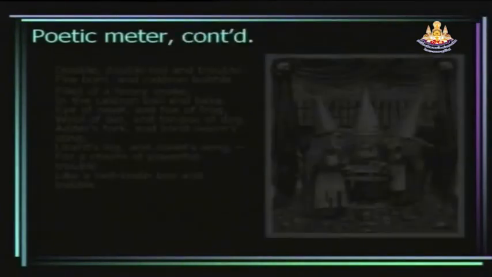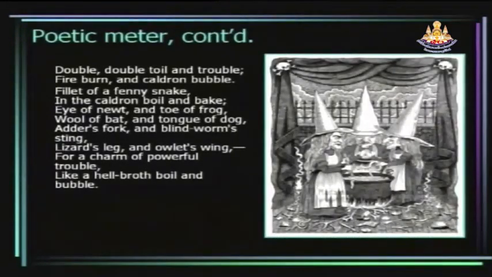When we analyze stress in a poem, we have to figure out what is the stress pattern of a particular poem. This is from Shakespeare's Macbeth, and this is the witches talking in Shakespeare's Macbeth. And this is an example of the trochaic pattern: stress, unstress, stress, unstress, stress, unstress, stress, unstress.